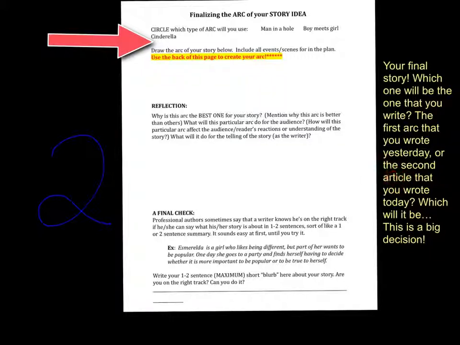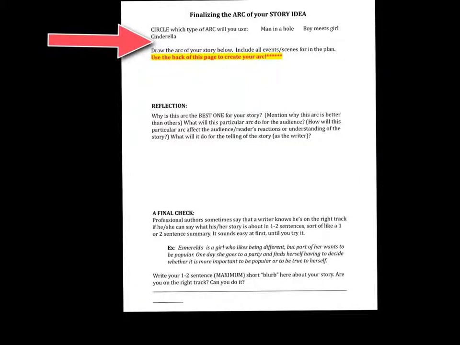Once you have decided that, you will circle the one of the three archetypes that you will use for the story you will take to publication. Then, I know it says that you can draw your arc below, but it also says use the back of this page. I think it's probably better if you use the back of this page because there's more room on the back. So please use the back of this page.